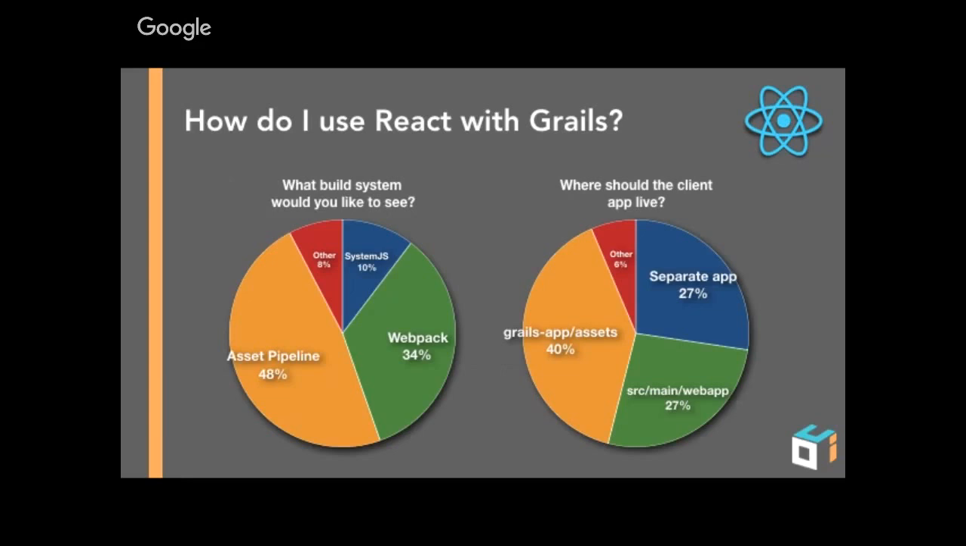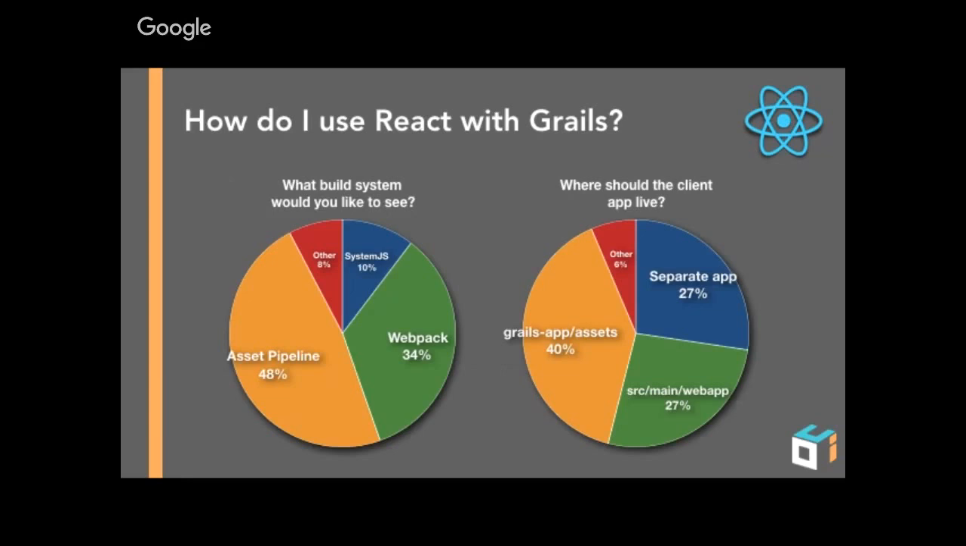James was working on the Angular profile, and he was trying to get some feedback from the community. What was interesting to me is that, and this is primarily Grails respondents, because for the most part, this was published in Grails communities, even among Grails folks there were a lot of people leaning away from the asset pipeline, which has been the Grails way of handling front-end assets for quite a while. A lot of folks were interested in Webpack. The first question here is, which build system would you like to see? The asset pipeline, Webpack, or System.js?